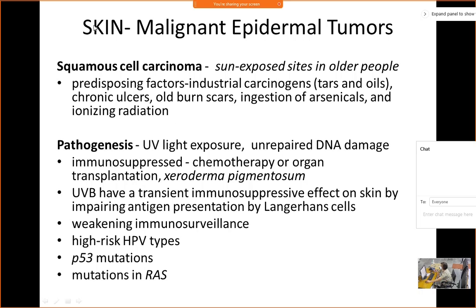But here in the skin, squamous cell carcinoma occurs in sun-exposed areas, in older people, and there are so many predisposing factors, which I have already given in the slides to you, so I think you can just go through this. The pathogenesis is UV light exposure and unrepaired DNA damage. Now, this is important because of a disease known as xeroderma pigmentosum. In this disease, there is a DNA repair defect.